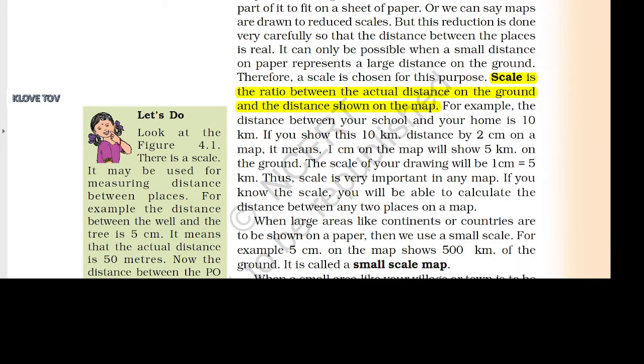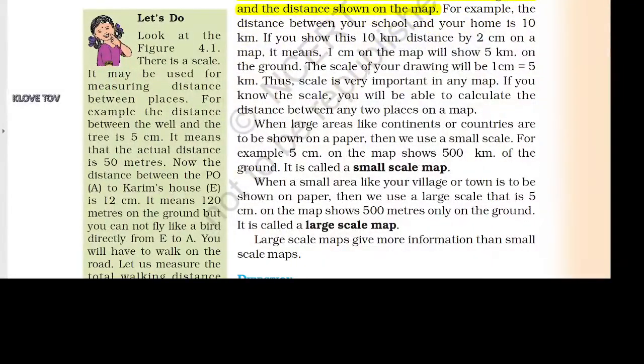Scale is the ratio between the actual distance on the ground and the distance shown on the map. For example, the distance between your school and your home is 10 kilometers. If you show this 10 kilometer distance by 2 centimeters on a map, it means 1 centimeter on the map will show 5 kilometers on the ground. The scale of your drawing will be 1 centimeter is equal to 5 kilometers. Thus, scale is very important in any map. If you know the scale, you will be able to calculate the distance between any two places on a map.